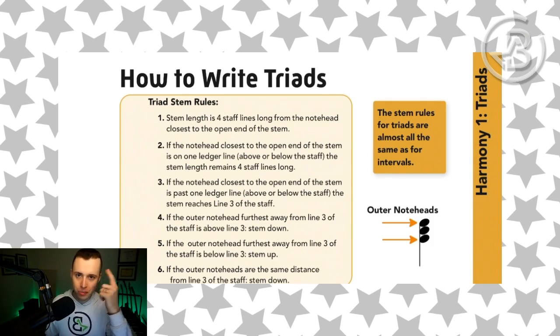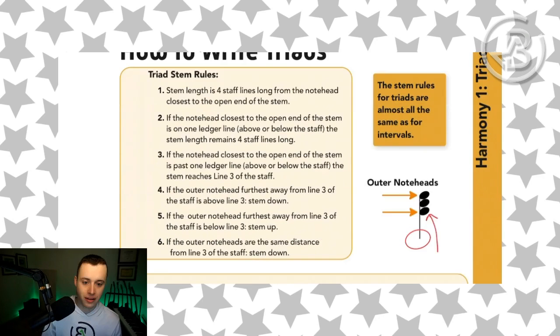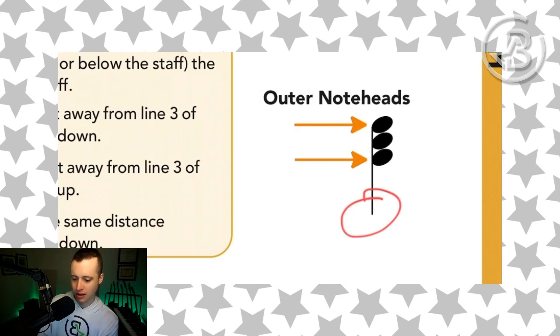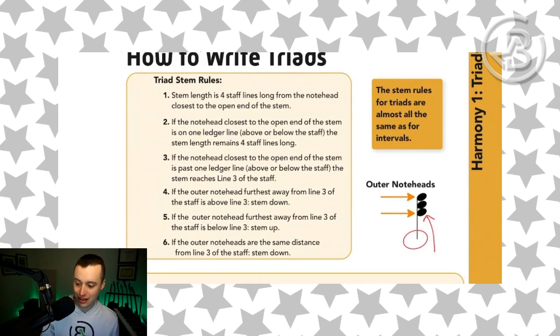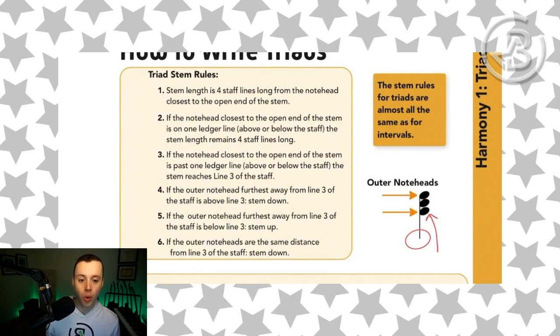So we're always going to think about the note head that is closest to the open end of the stem. And just as a quick reminder, the open end of the stem is right here, and this right here is the note head that is closest to the open end of the stem. So just like with intervals, the stem length is going to be 4 staff lines long from the note head closest to the open end of the stem.